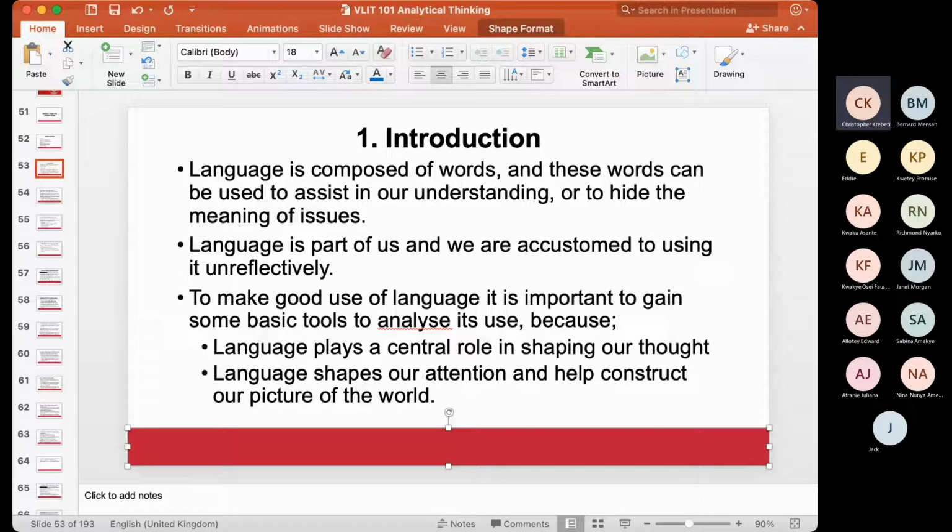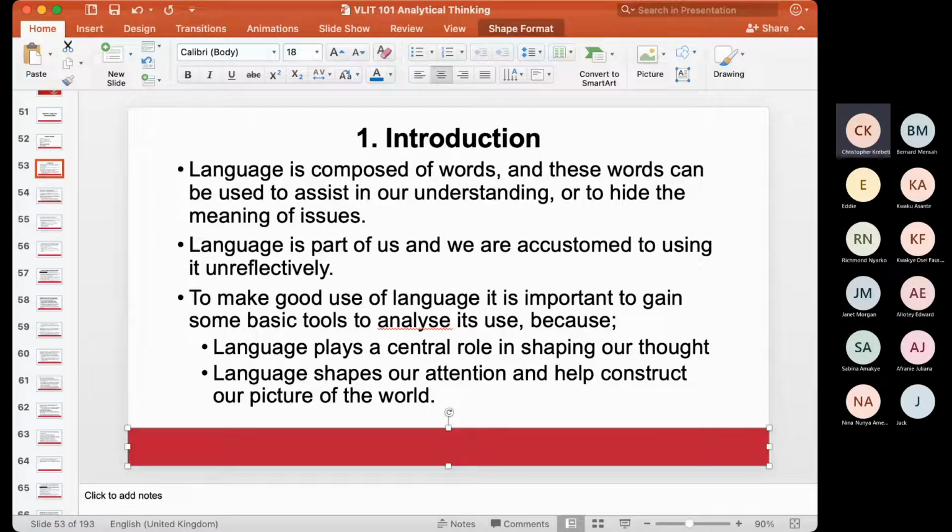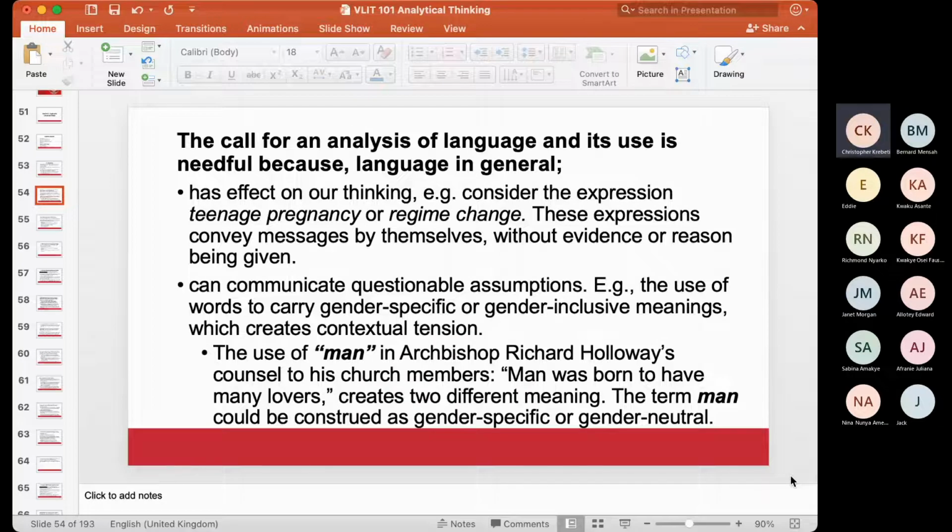The reason is that language plays a central role in shaping our thought. The thought you have this morning has been shaped as a result of the language you possess. Language also shapes our attention and helps construct our picture of the world. And that is why it is important to analyze whatever we are dealing with. So the call for an analysis of language and its use is needful, the reason being that language has an effect on our thinking.